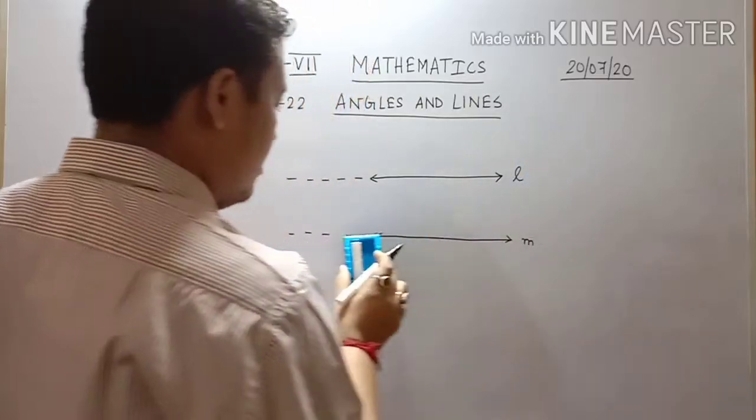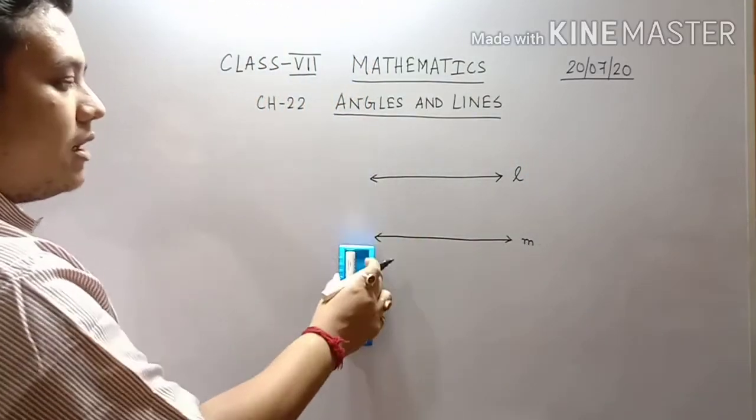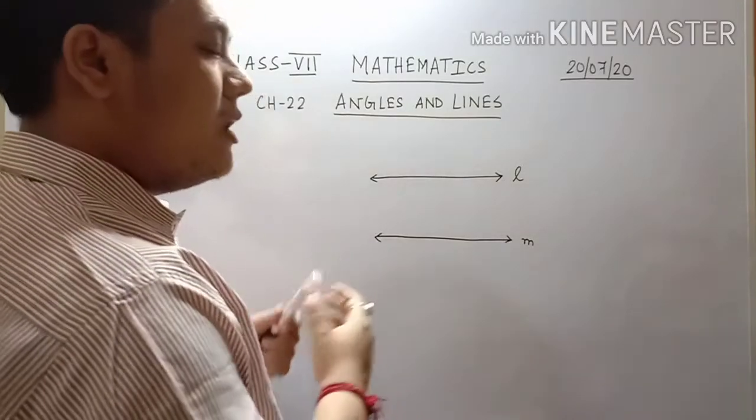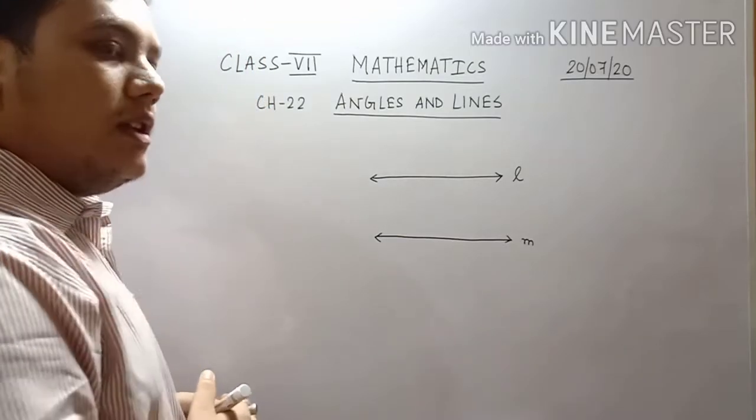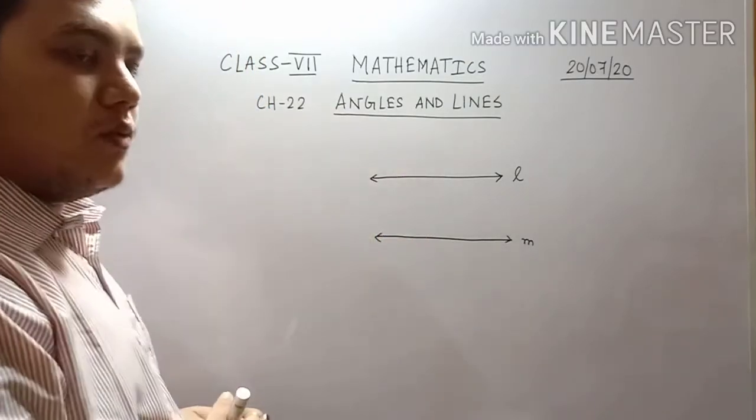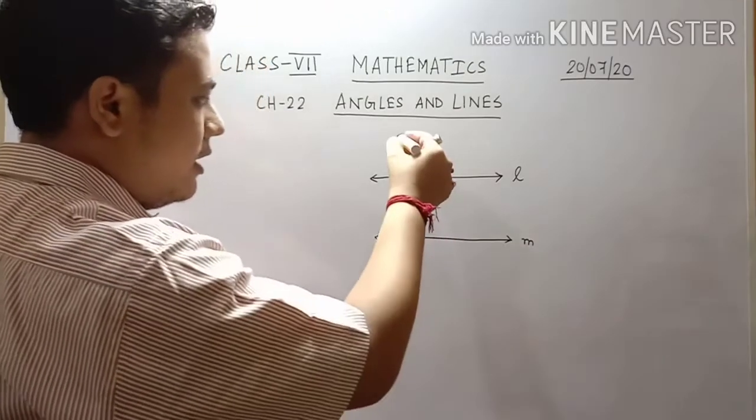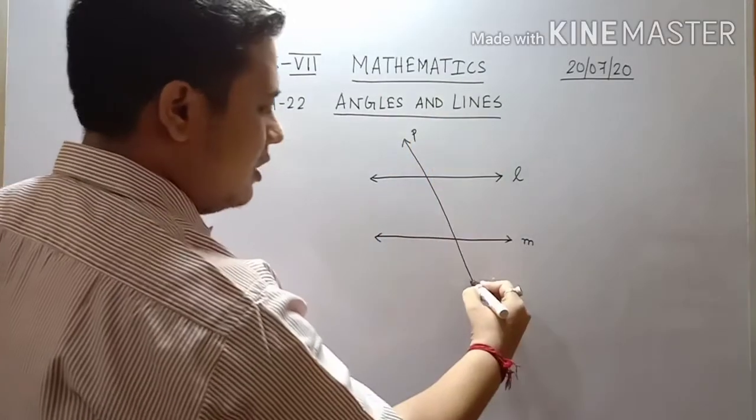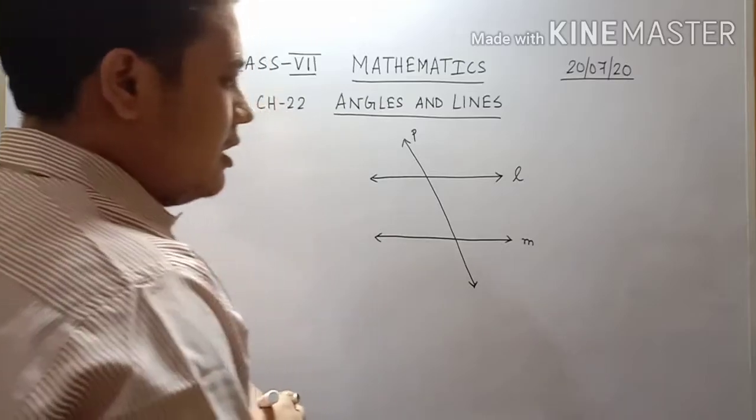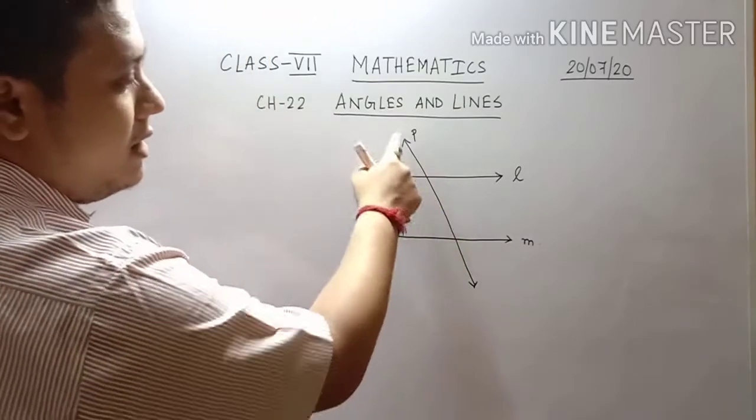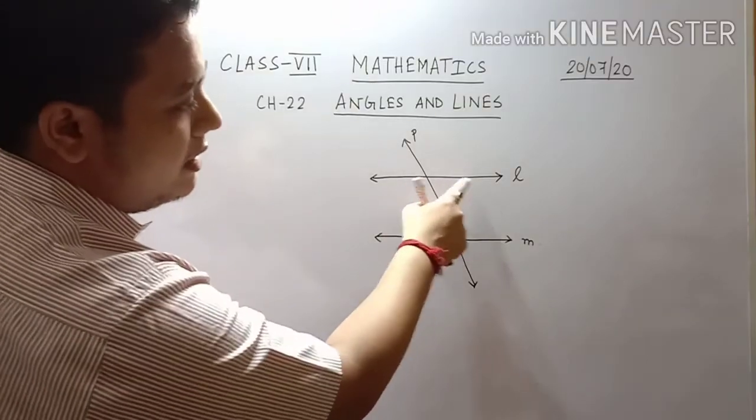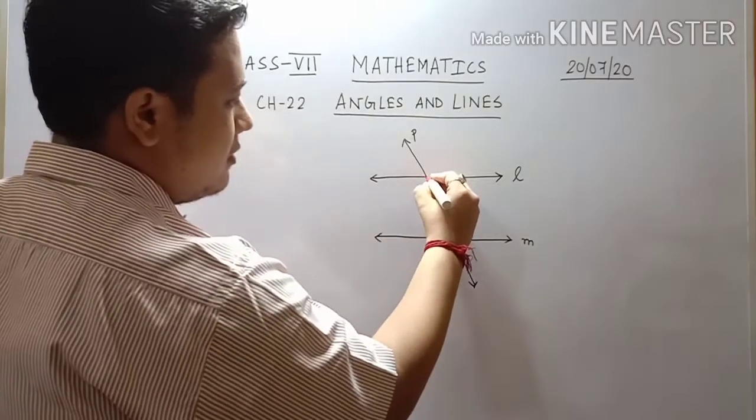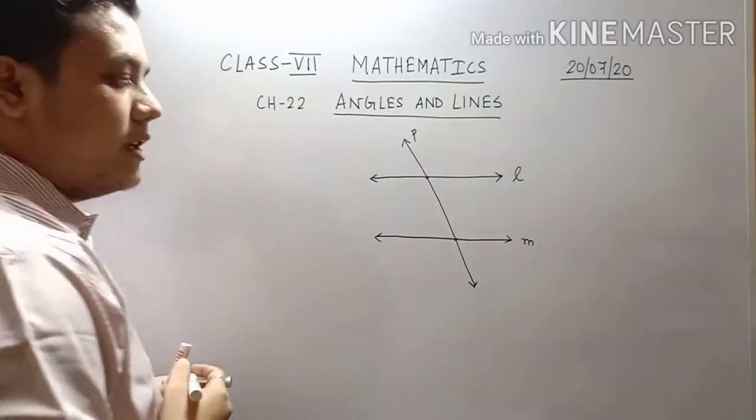Now suppose you have two lines which are parallel to each other. In order to have some relations between these two parallel lines, one line has to intersect these two lines, which is called the transversal. Let it be P. You can see that this line P has intersected this line L as well as M at two different points, at this point as well as on this point.